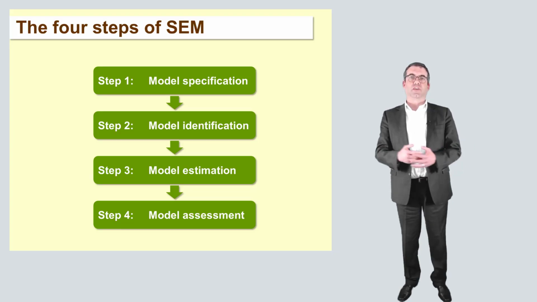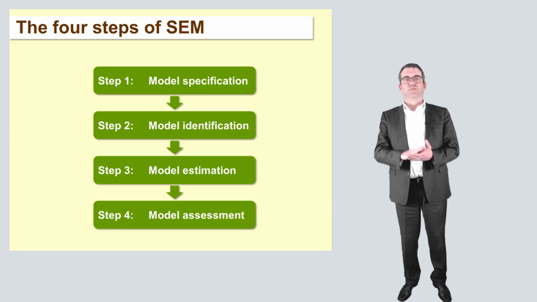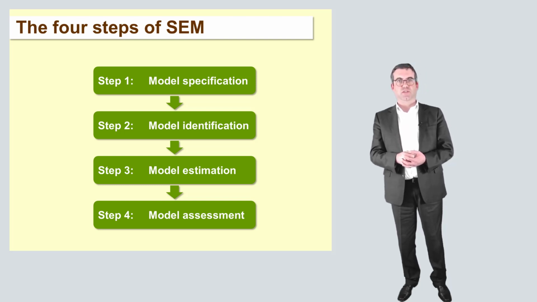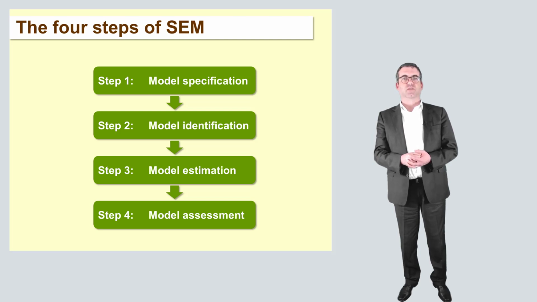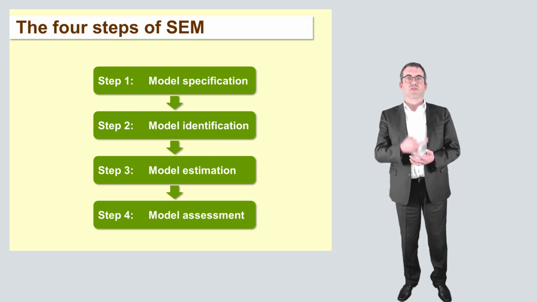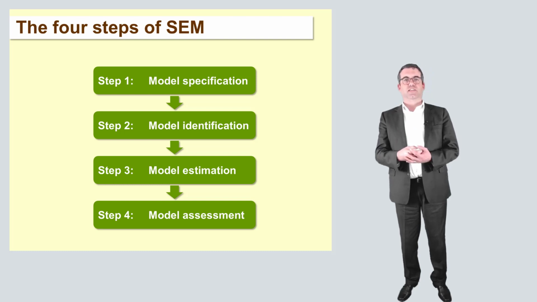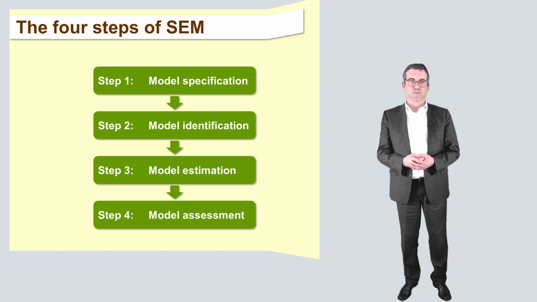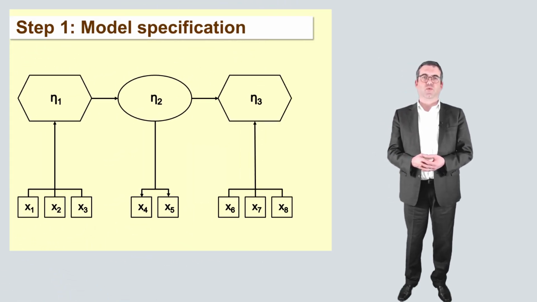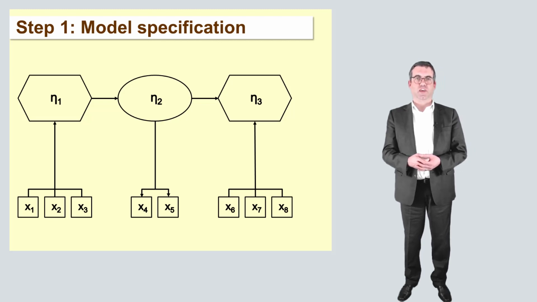Structural equation modeling consists of 4 steps. The first step is the model specification. The second step is the model identification. The third step is the model estimation. And the fourth and final step is the model assessment. Let's start with the first step, the model specification.